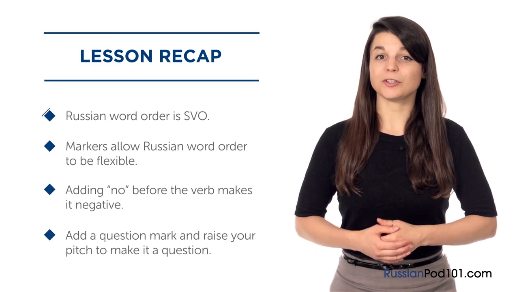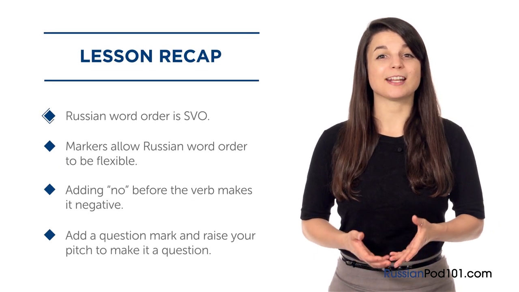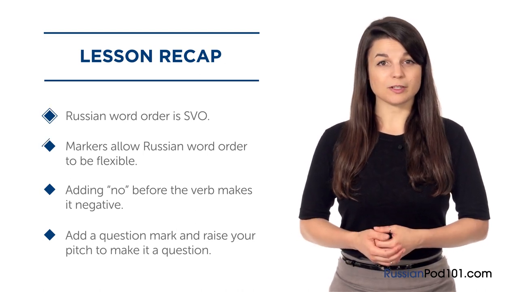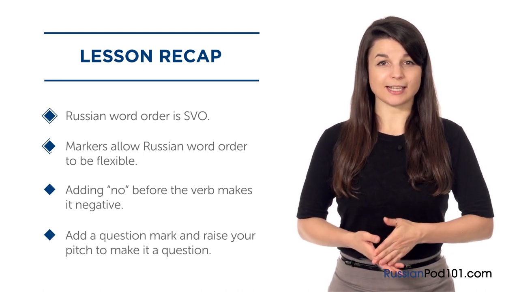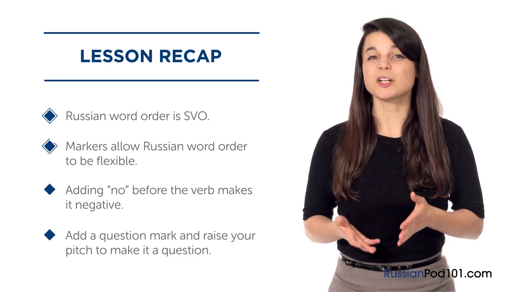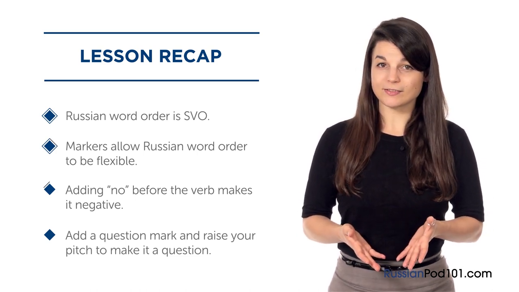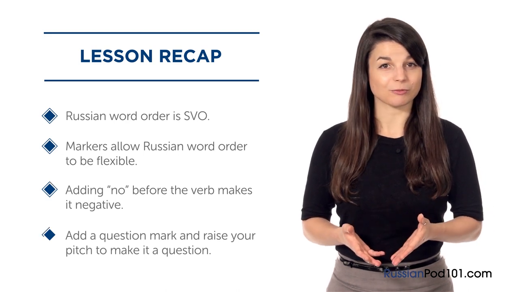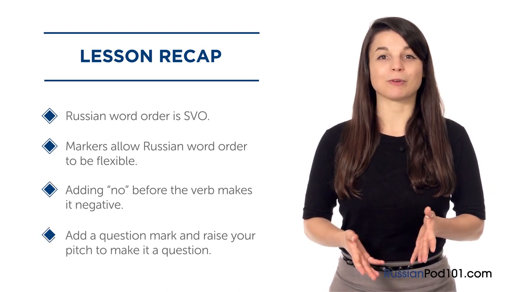Well done! Let's wrap up this lesson by recapping what we've learned. In this lesson, you learned that Russian sentences can be formed using an SVO word order, just like English. Additionally, Russian uses markers to indicate the role of a word in a sentence, which allows the word order to be much more flexible. You make a negative sentence by adding no before the verb. And to create basic questions in Russian, simply add a question mark and raise your pitch at the end of a sentence.